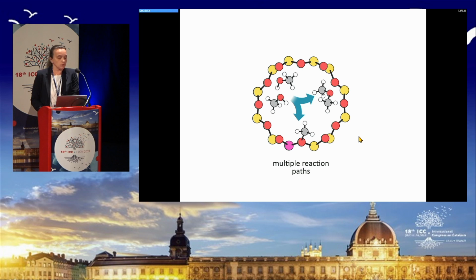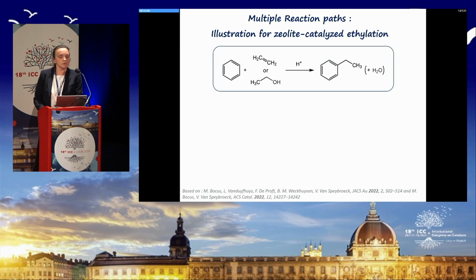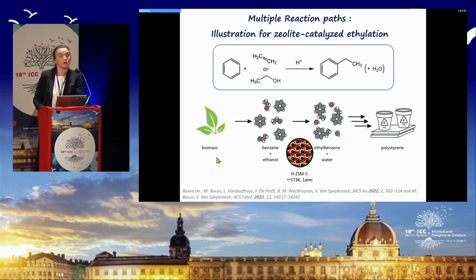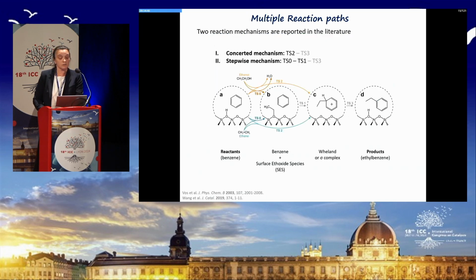The other case that I want to illustrate is where we sometimes have multiple reaction paths. For this, I would like to show an example on the ethylation of benzene. It can occur with ethene, or it can also occur with ethanol. This is, of course, an important process for the formation of polystyrene. You can start from crude oil, but you can also start from biomass. But the point is that the reaction mechanism here is not fully unraveled.